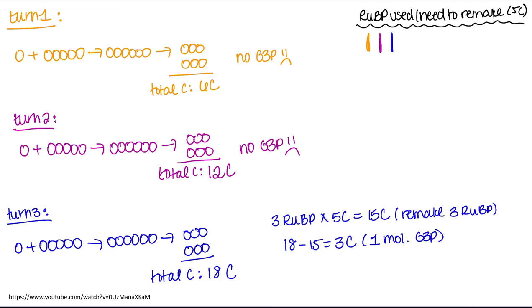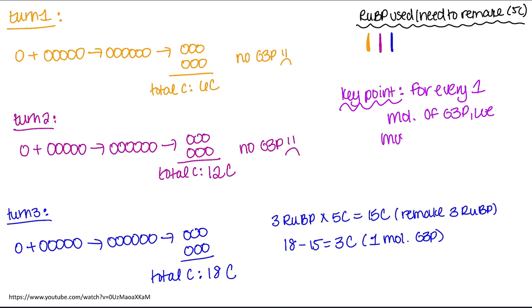So if we were to summarize this and write up a key point, why did we go through all of this? The key point here is to show you that for every 1 molecule of G3P, we must do the Calvin cycle 3 times. And the reason for that is to regenerate that RuBP.